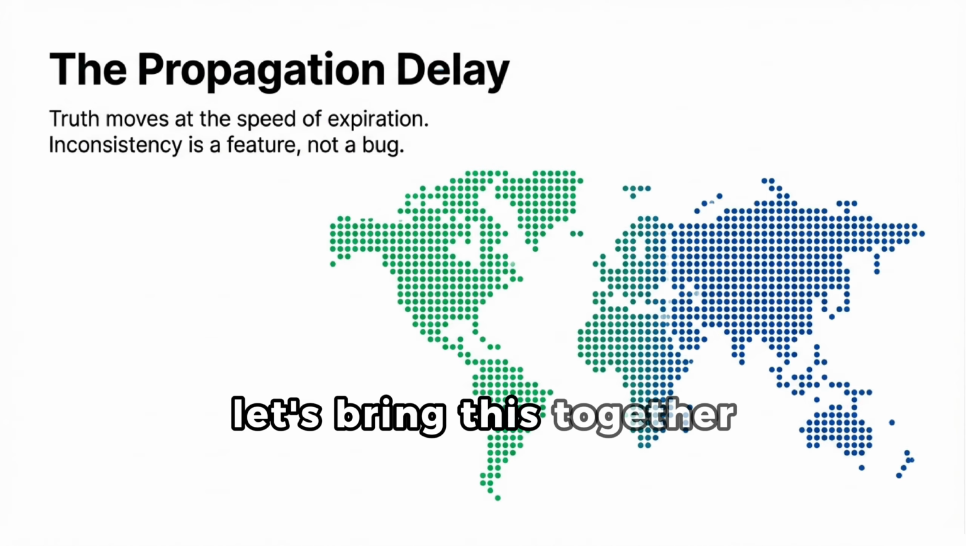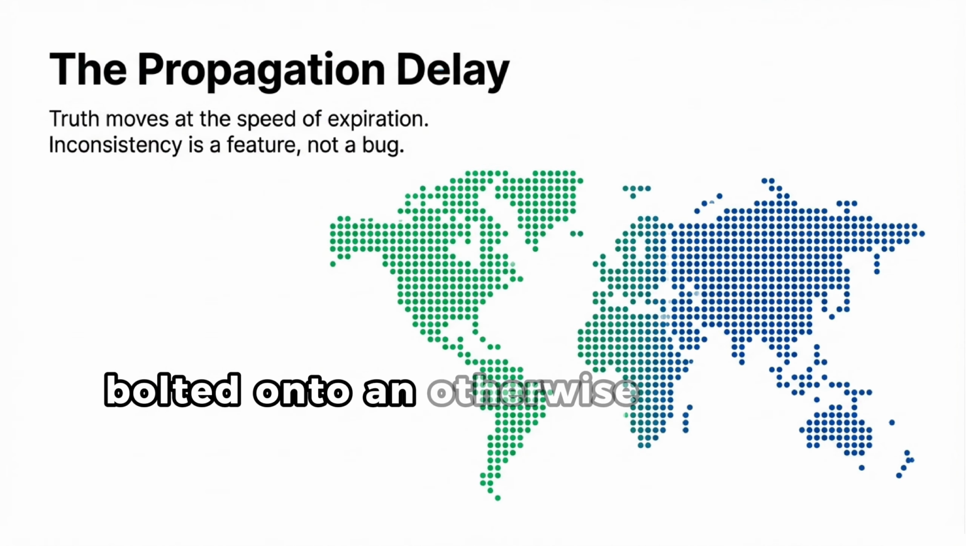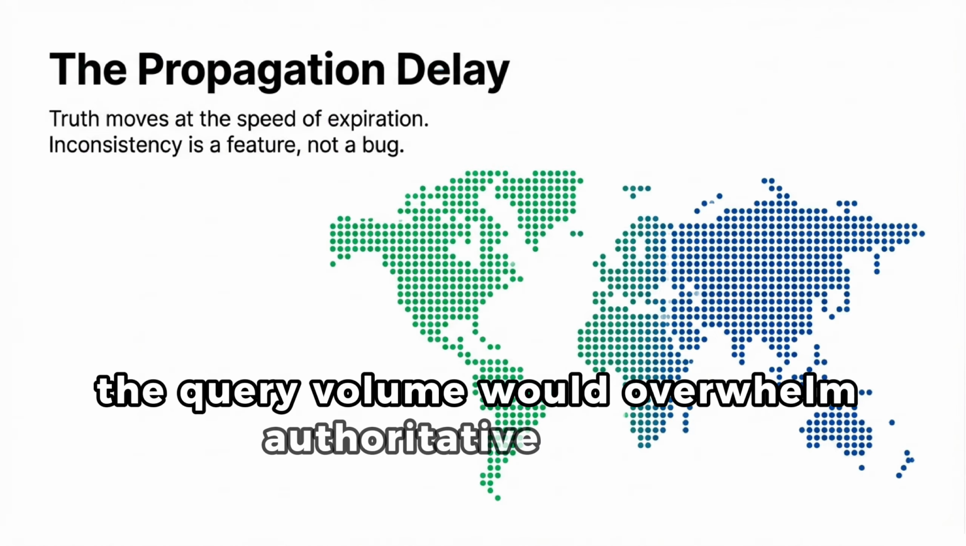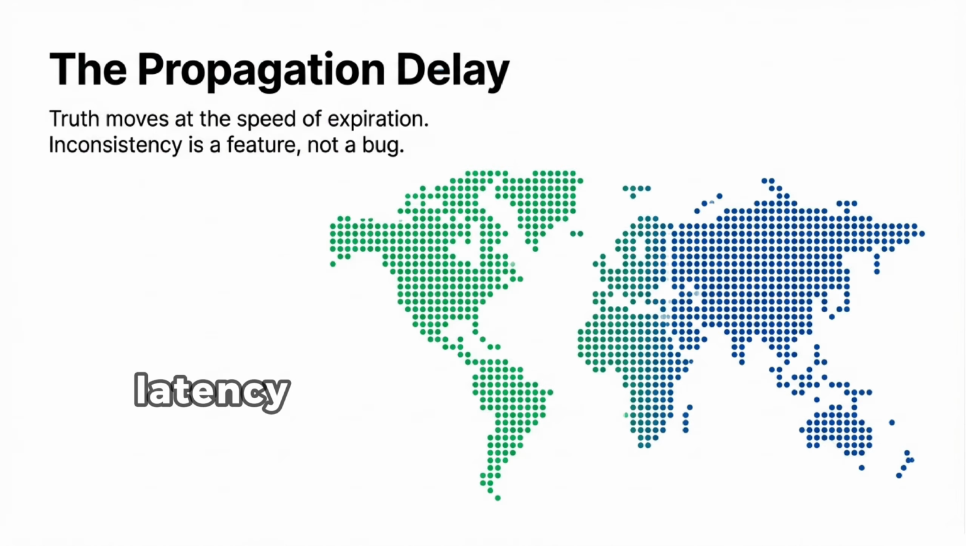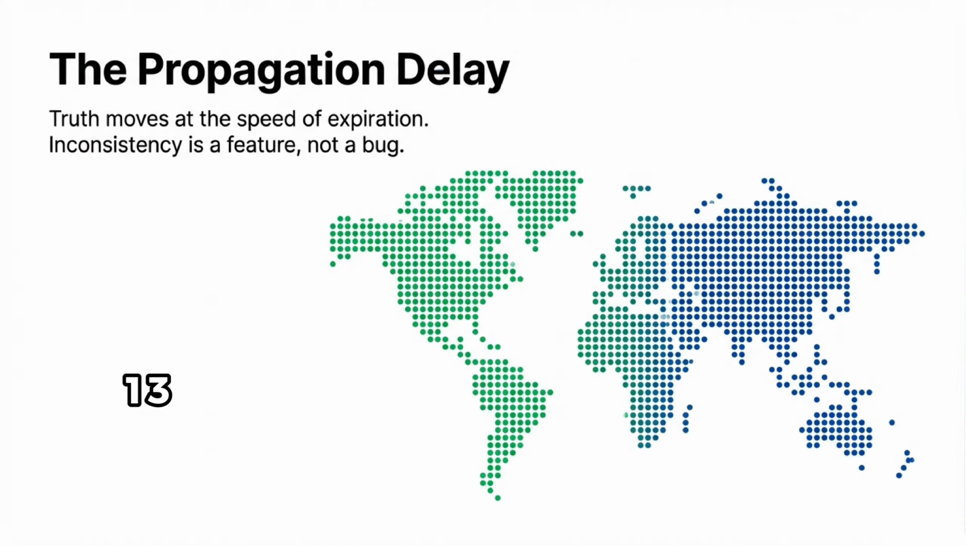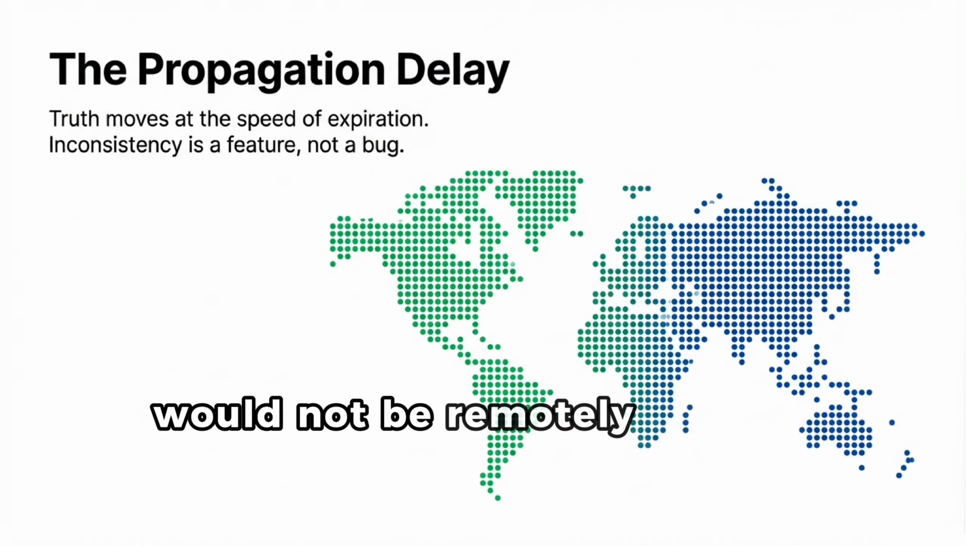Let's bring this together. Caching in DNS is not an optimization bolted onto an otherwise complete system. It is fundamental to how DNS functions at internet scale. Without it, the query volume would overwhelm authoritative servers, resolution latency would be perceptible on every page load, the root servers, 13 logical addresses handling the entire internet, would not be remotely feasible.